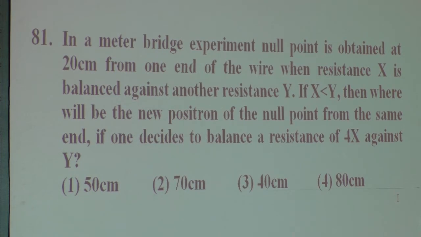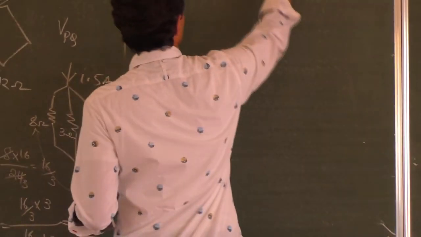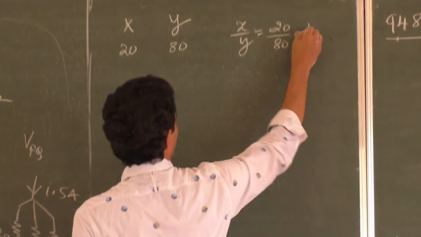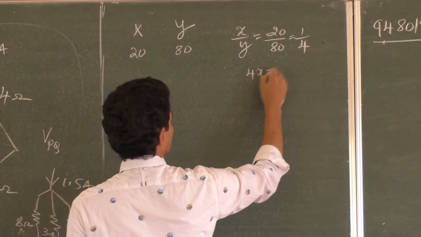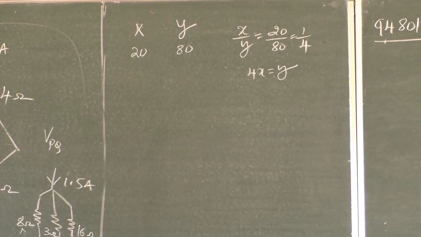So now balancing length is 20 when x is balanced against y. So I will put x here, y here. This is 20, this is 80. So what is the equation? X by y is equal to 20 by 80. That is equal to 1 by 4. What does it mean? 4x is equal to y. So y is greater than x. When x is made 4 times, you get y. Okay.